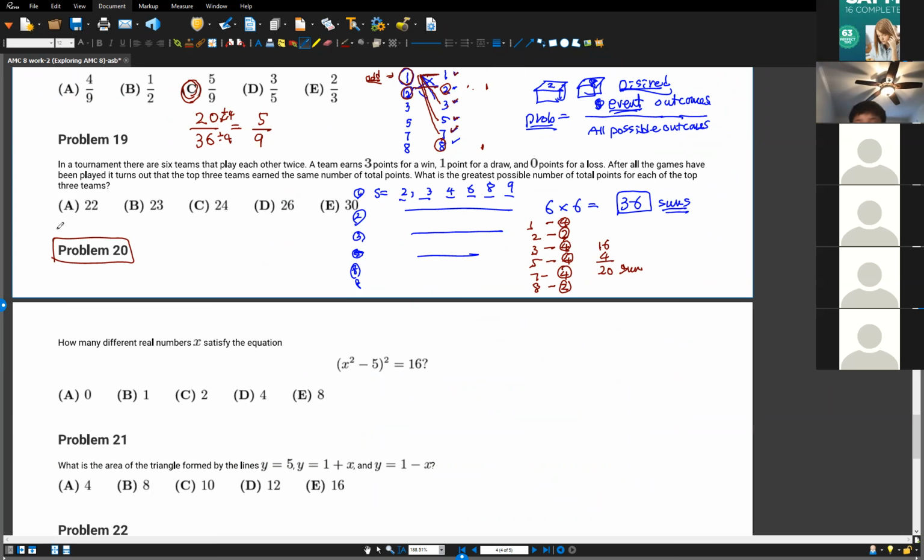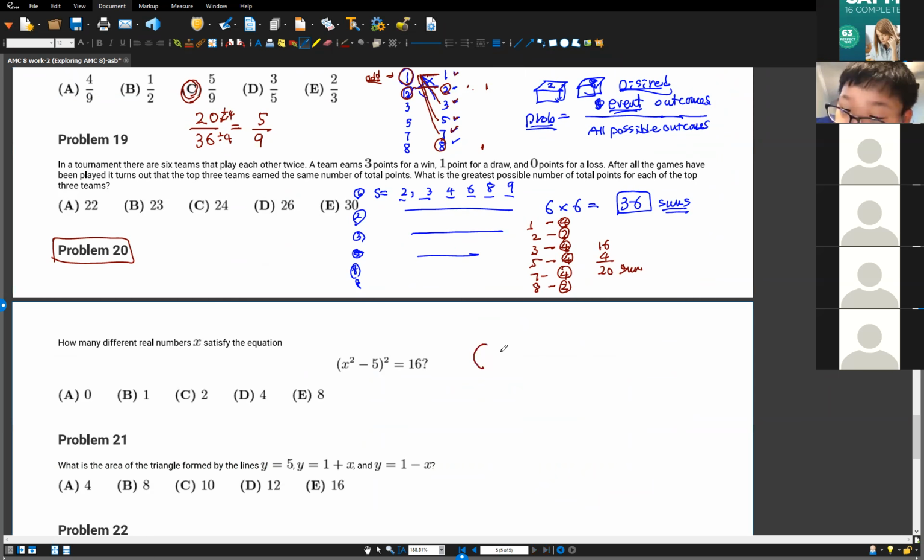This one is not too much logic. So we're going to solve this with algebra, because you guys know the algebra already. But this is a different form. How many different values of x satisfy this equation?